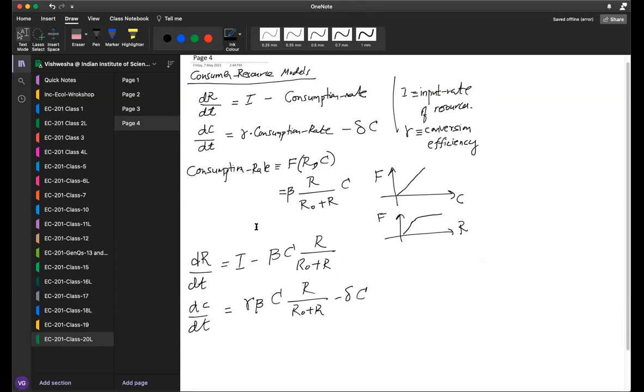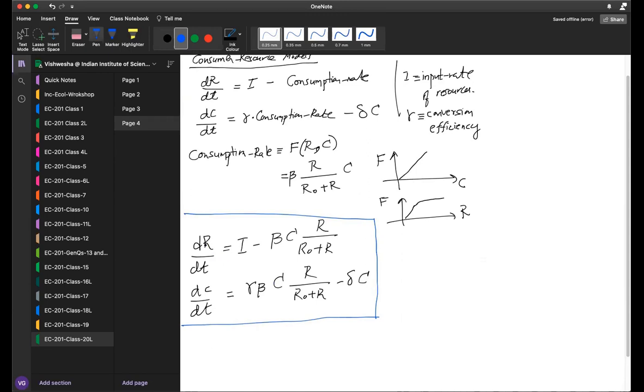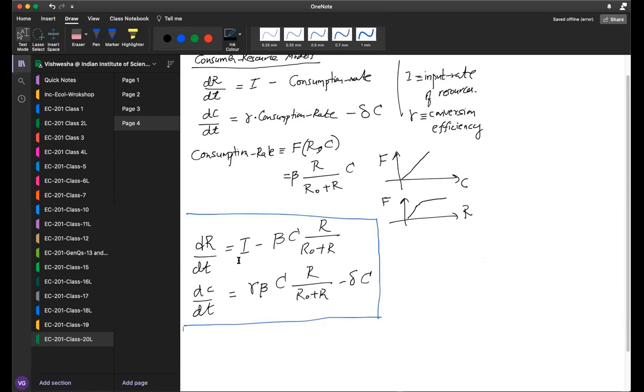So this is a fairly simple consumer resource model. There are many variants of this. For example, let's think of what's happening here. If the consumers were not present, what happens to R? R will keep on increasing at a rate I. So that's slightly artificial, but one can add a death term for R to avoid that. But as I said, it doesn't really add a huge value to what we are doing today, so I'm going to avoid that.